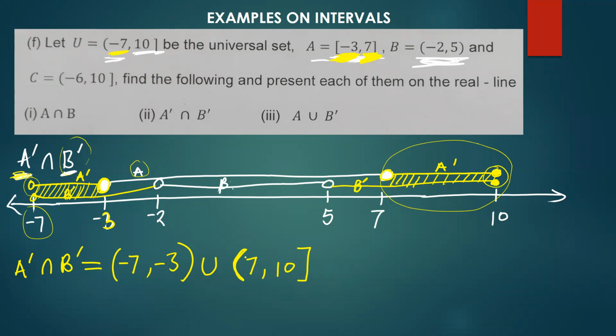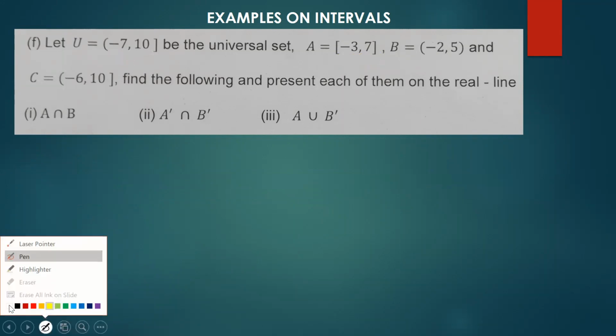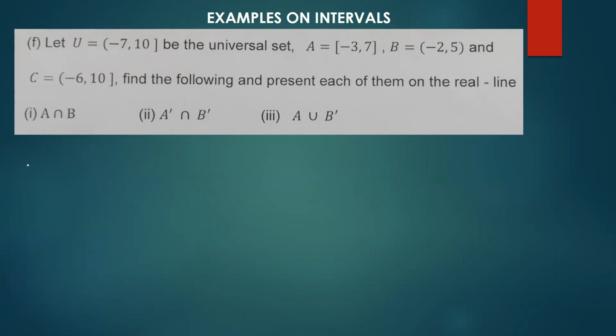The other way you can solve this one is by using De Morgan's. Let me quickly run through the same question using De Morgan's. Using De Morgan's, A complement intersection B complement is equal to the complement of A union B. So what you have to do is find A union B, which simply means adding these two sets, A and B.